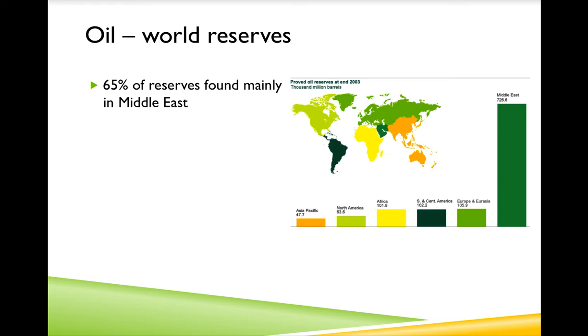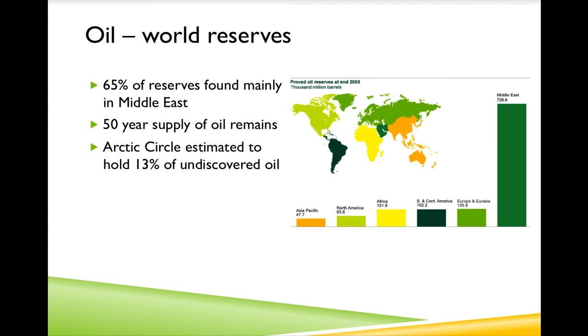But at the end of 2003, we had 726,000 million barrels in the Middle East, compared to the highest other number would be Europe and Eurasia with 105,000 million barrels. So it's pretty intense, the difference there between Middle East and the rest of the world. Looks like we have a 50-year supply of oil if we just look at proven reserves.